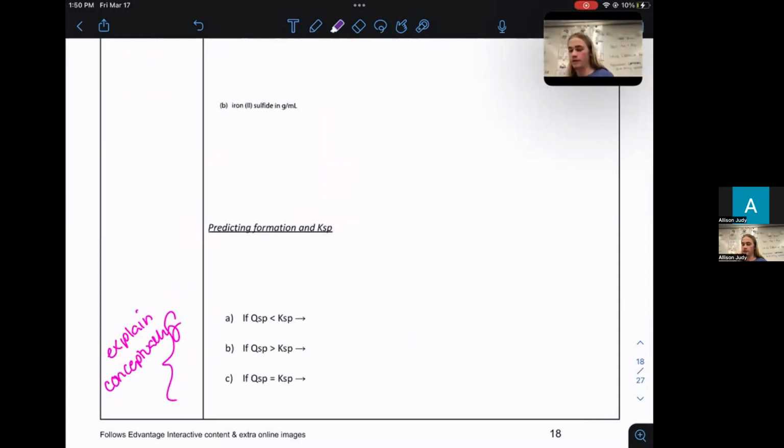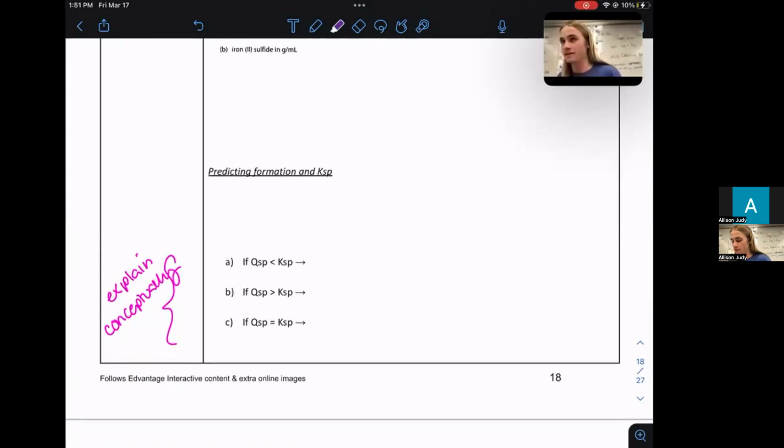Predicting precipitate formation with KSP. When you know the KSP value and you're given the current concentrations of the ions in your solution, you can use those concentrations to calculate the Q value. They call it QSP. It's the same Q value you've always used, but you calculate it the way you calculate KSP, which is just the concentration of the two ions multiplied together. And then you can use that to make comparisons.